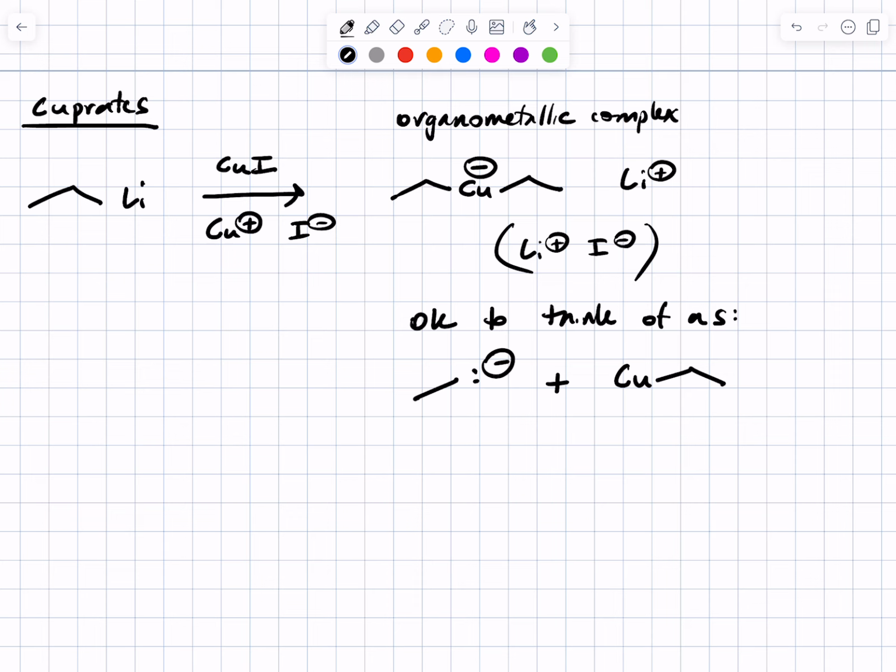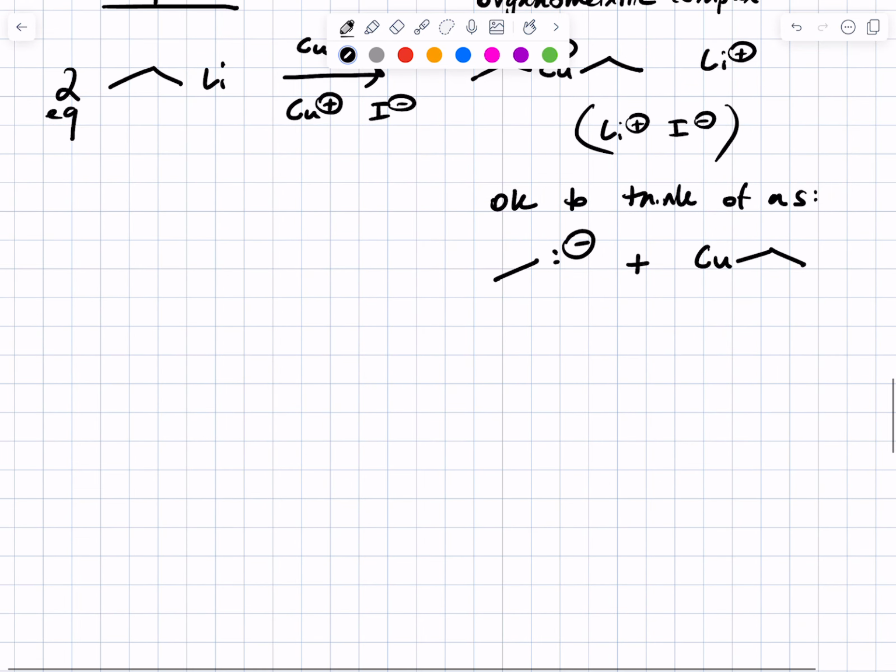Some of you are probably also wondering, what if the cuprate has 2 different R groups? Which one gets added? I don't know, and for that reason, the cuprates we use will always have the same R group on them, so that's not an issue. Okay? All right, so cuprates are weird. They have unique reactivity, and we need to talk about that.